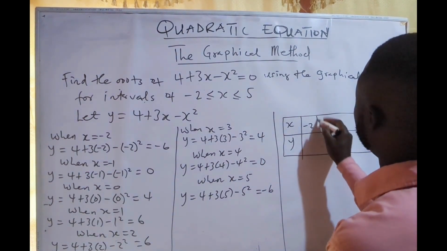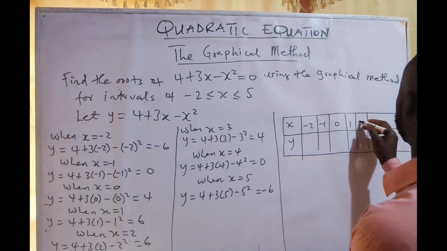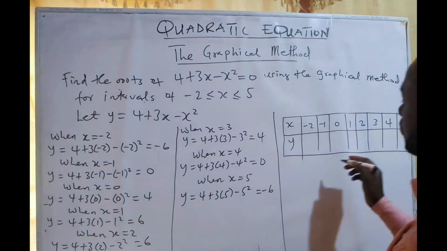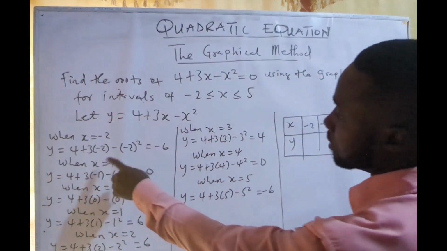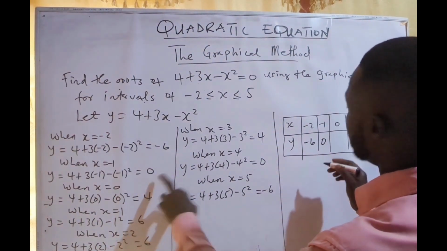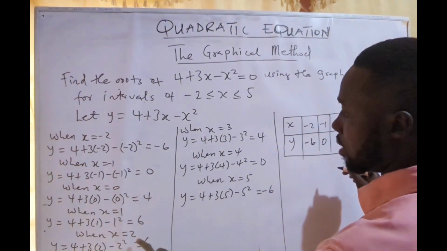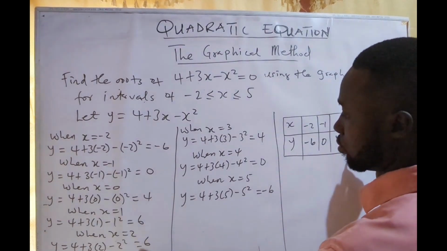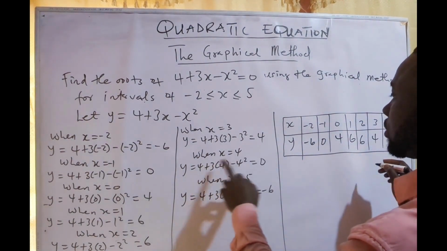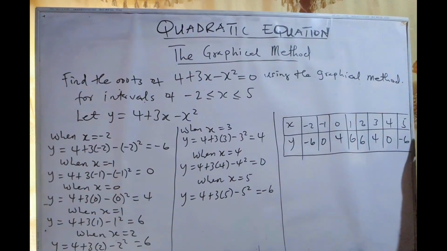So the x starts from negative 2, ending at what? Ending at 5. Okay, so when x is negative 2, what is y? Negative 6. When x is negative 1, what is y? 0. When x is 0, then y will give me 4. When x is 1, y is giving me 6. When x is 2, y is giving me 6. When x is 3, y is giving me 4. When x is 4, y is giving me 0. And when x is 5, y is giving me negative 6. Okay, so this is what we have.